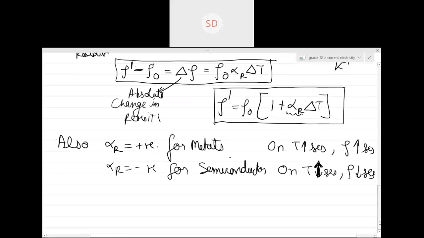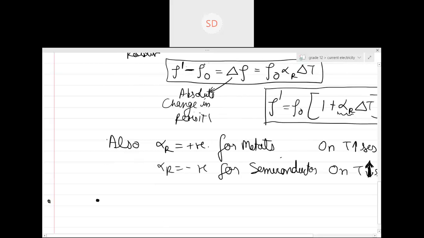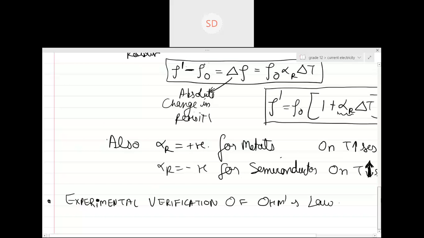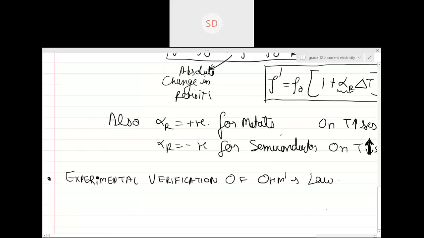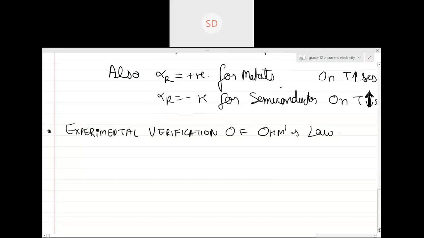Everyone done? Please write down the next heading: experimental verification of Ohm's law. We'll start with the circuit analysis today.